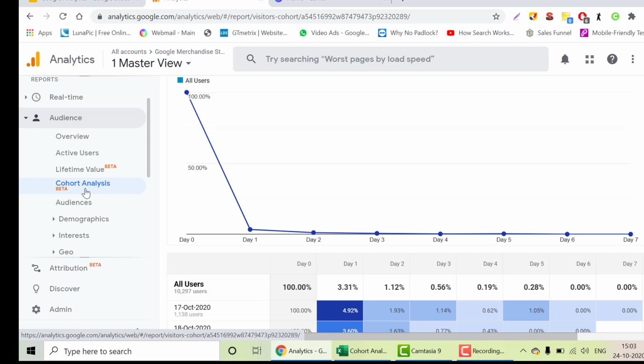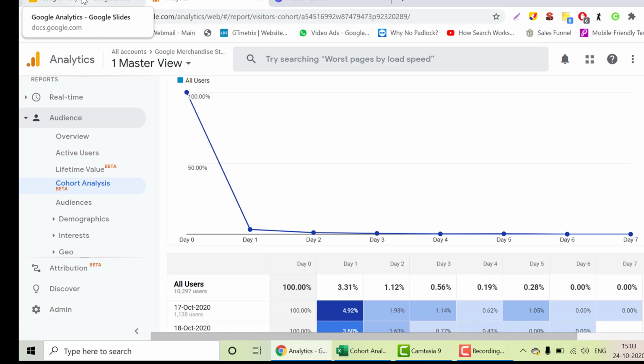So for us to understand cohort analysis, let us first understand what is a cohort. A cohort is a group of users which has a common characteristic. It is a group of users who share the common trait. It is an assembly of users who are sharing the same kind of characteristic.